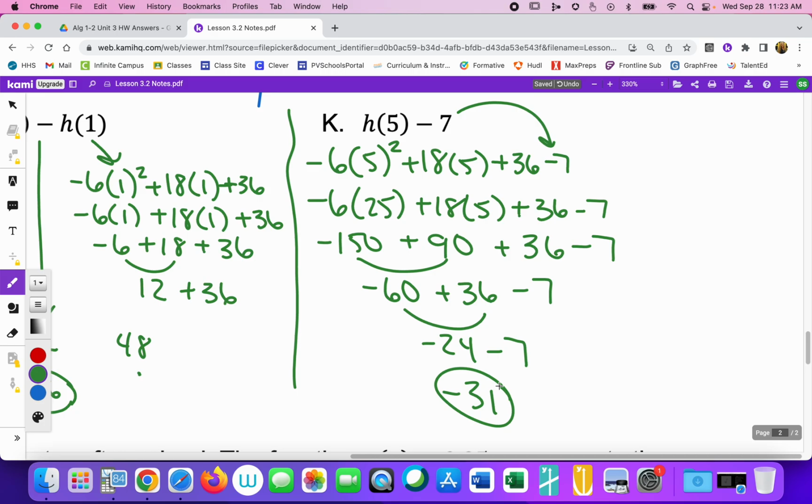Each step should individually not be too bad, but this is why we have order of operations. We can plug in input values and get output values.